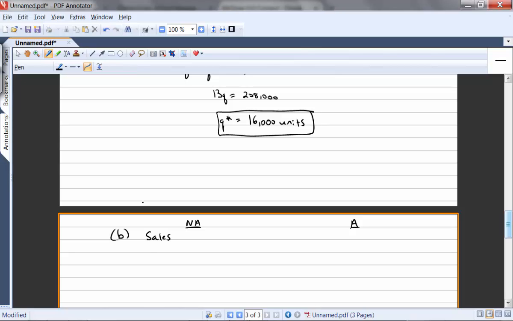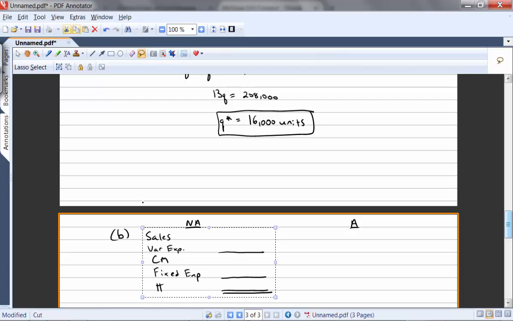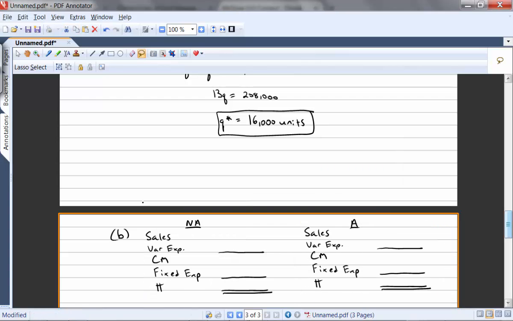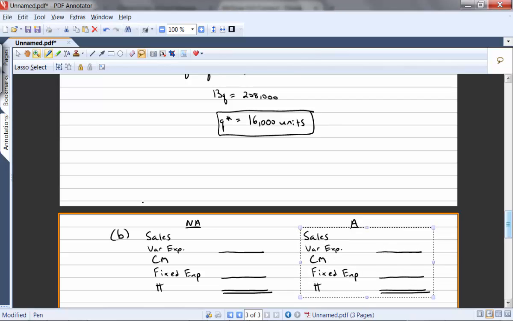Sales. Variable expenses. Contribution margin. Fixed expenses. Profit. So we're just going to copy this. We're going to prepare 2 contribution format income statements, both under an automated and a non-automated scenario.